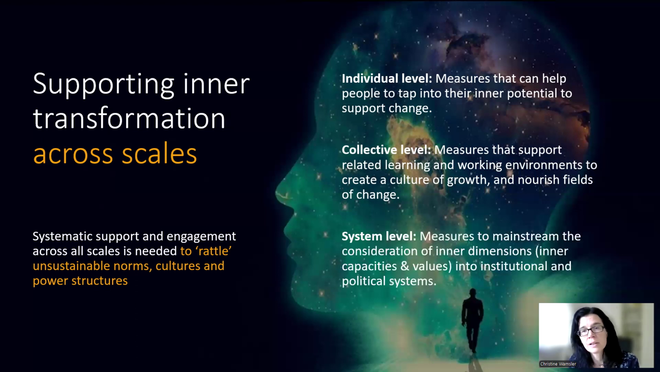Measures at the system level aim to systematically mainstream the consideration of inner dimensions, so inner capacities and values, into existing institutional and political systems. So it's about the institutionalization of integrated measures that link inner and outer dimensions of sustainability. So it entails modifying organizations' vision statement, policies, regulations, working structures, all tools for project management, resource allocation, communication, monitoring, evaluation, you name it. It's about everything.